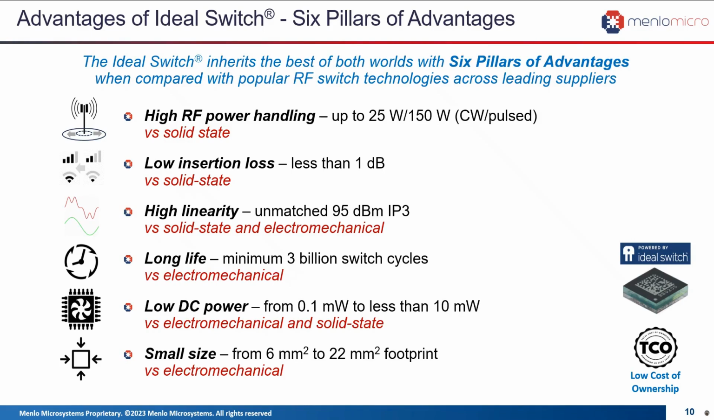So the ideal switch inherits the best of both worlds with 6 pillars of advantages, which I would like to highlight. First, high RF power handling up to 25 watts or 150 watts pulse power. 2, low insertion loss of less than 1 dB. 3, high third order intermodulation linearity, or IP3, of 95 dBm, which is unmatched in the industry. 4, long life of greater than 3 billion switch cycles. 5, low DC power from 0.1 to less than 10 milliwatts. 6, small size from 6 to 22 square millimeters.